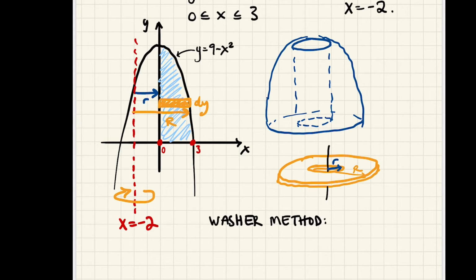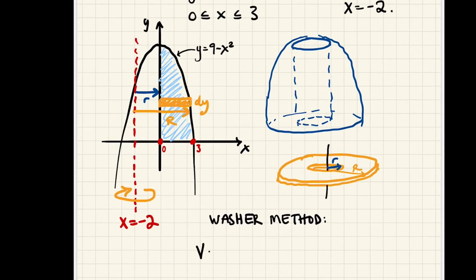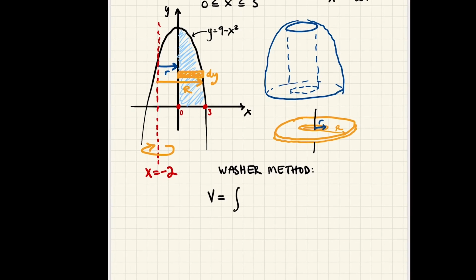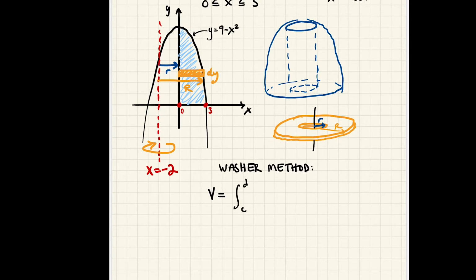Okay, well, let's set up our integral. So our volume is going to be, and we are integrating with respect to y, so let's put c and d here. Pi times the integral of capital R squared minus little r squared dy, which means that c and d must be y values to correspond to the variable of integration, and big R and little r must be functions of y.